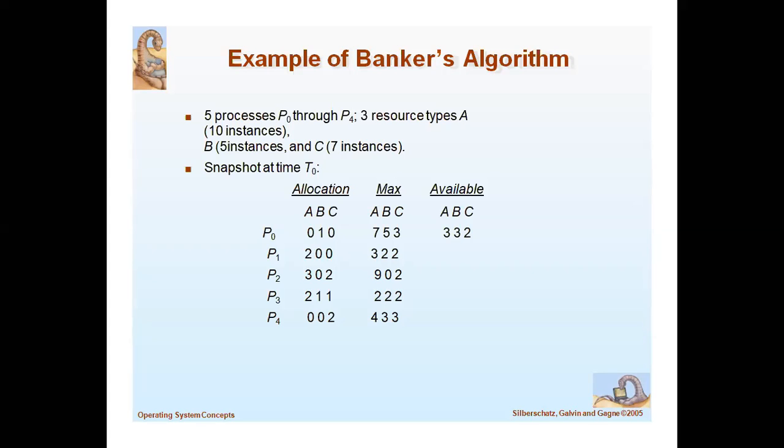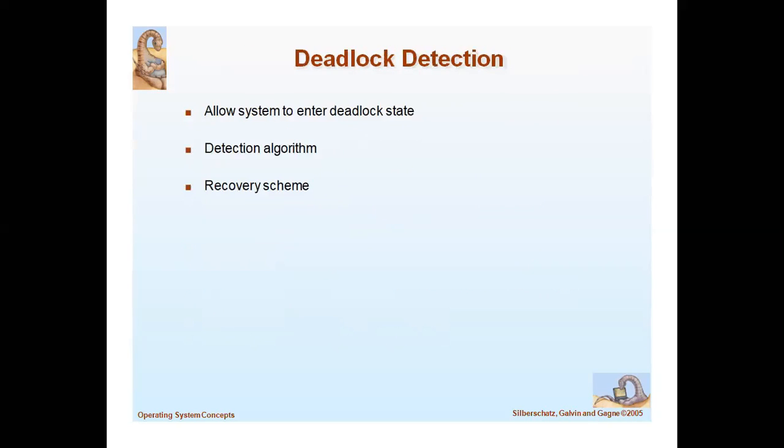Okay. The last topic, deadlock detection and recovery. Why do we go for deadlock detection and recovery? If a system does not employ either a deadlock prevention or deadlock avoidance algorithm, then a deadlock situation may occur. So what does that mean?